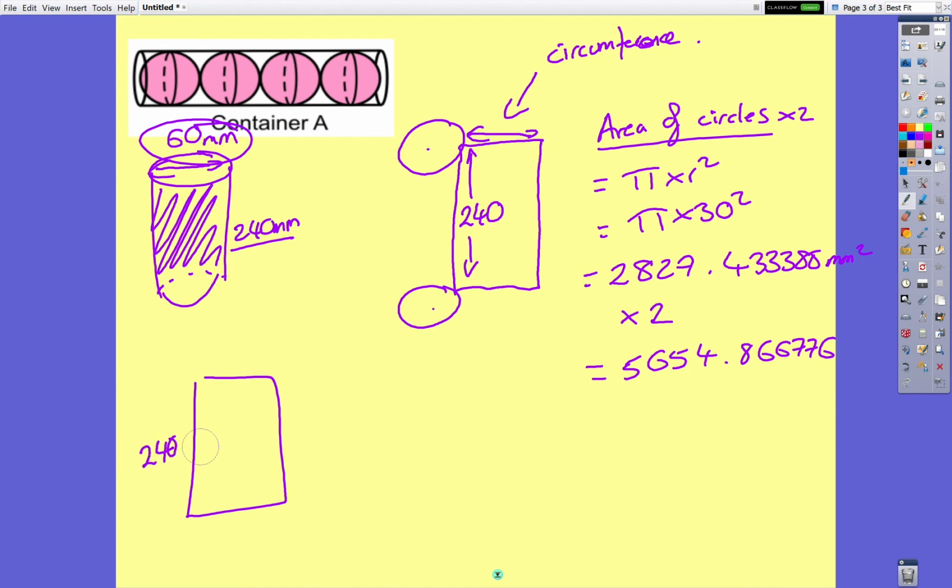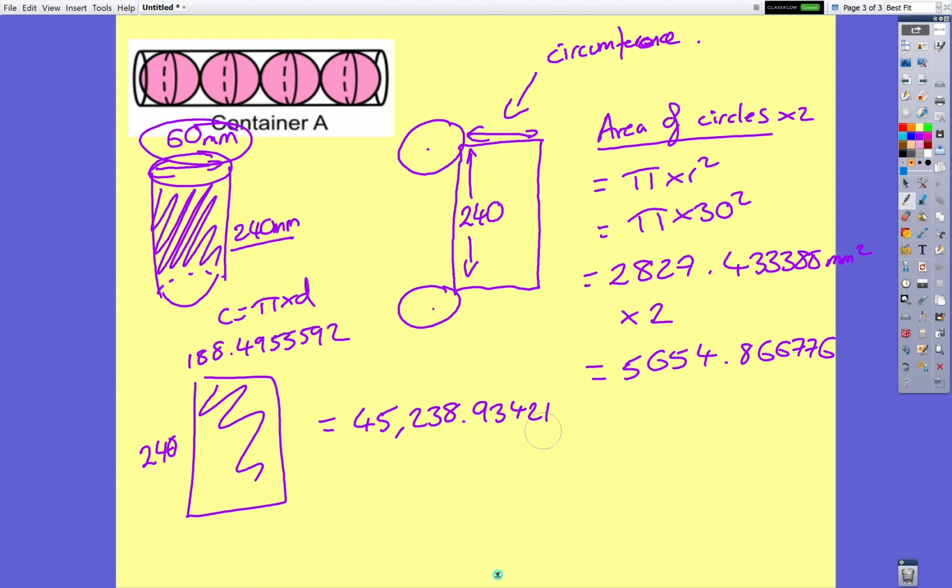So that's 240. Now this part here we said was the circumference. From the other day we've got C equals pi times my diameter. So we've got pi times 60, which gives me 188.4955592. Now to work out the total area of this, we multiply those two numbers together. So, keeping the number in the calculator, 188.4955592, multiply that by 240. That gives me 45,238.93421.